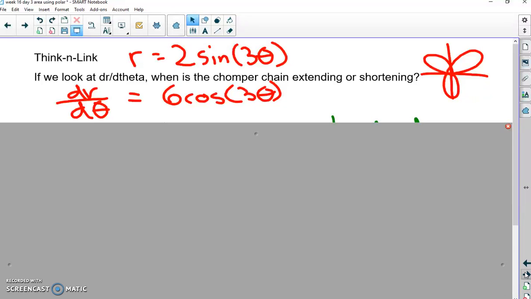Okay, so here's one. Think and link. I want to look at dr/dθ, and I want to know when the Chomper chain is extending or shortening. I'm already showing you r, and I'm showing you dr/dθ. How's that? Is the derivative easy? Is that a plug and chug just to get the derivative?